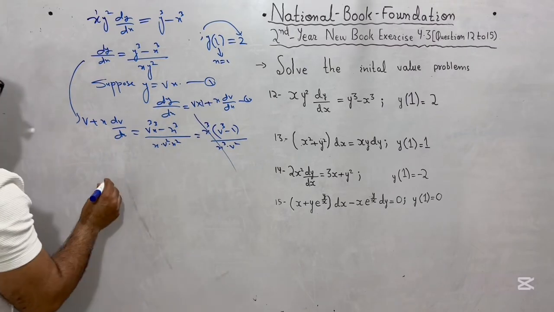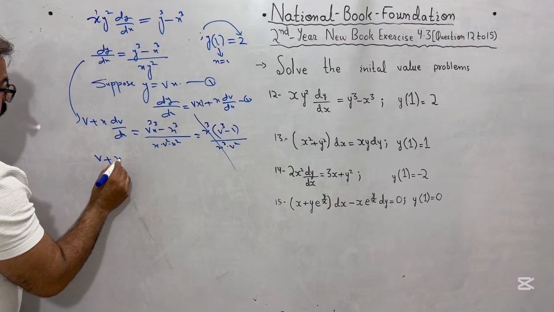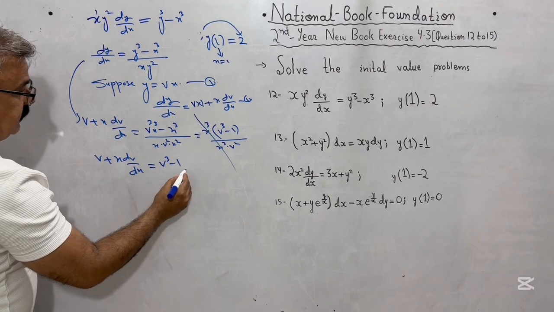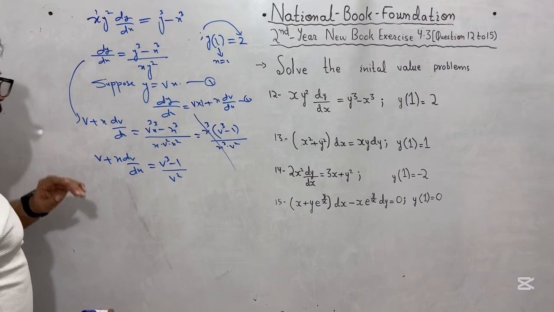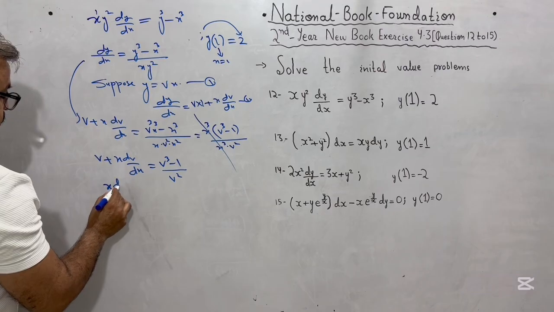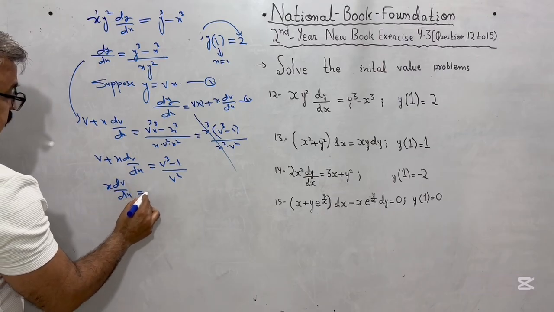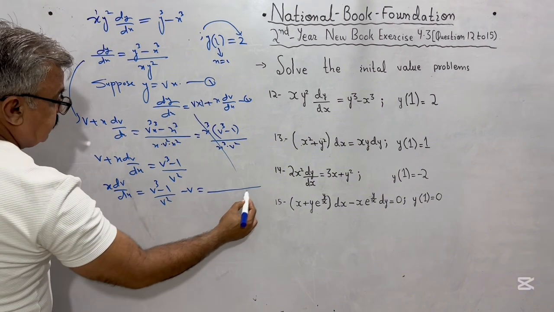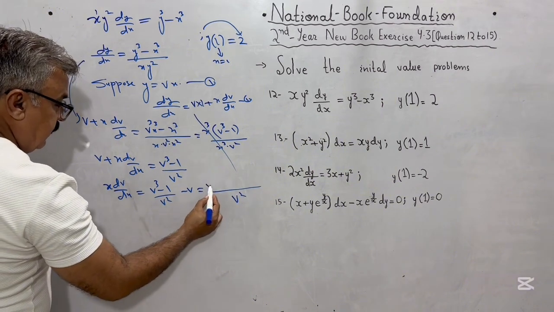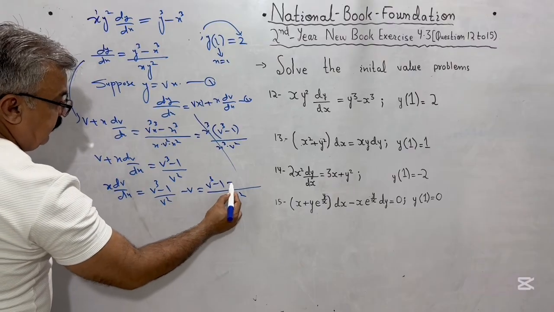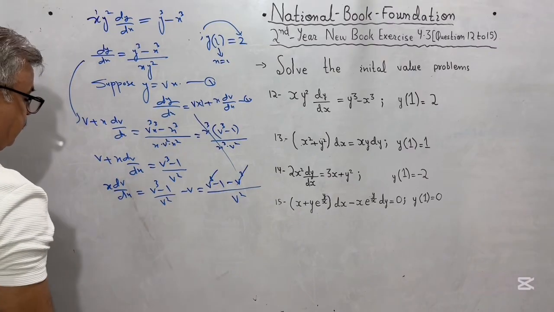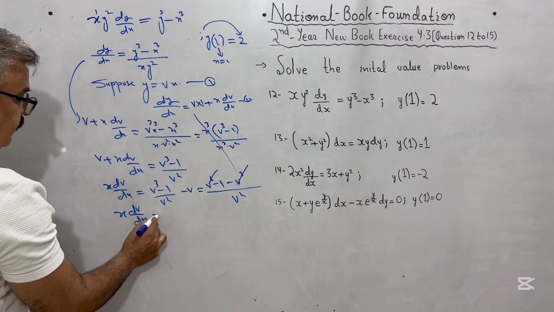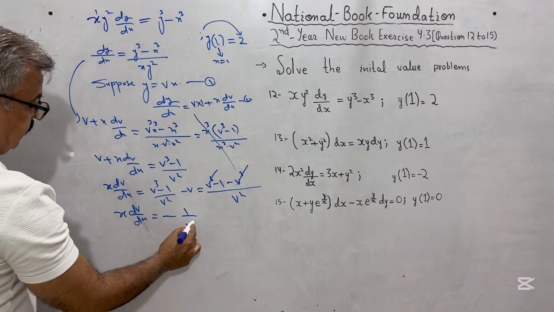The x cube cancels out. We are left with V plus x times dv over dx is equal to V cube minus 1 over V square. Shift V to the right hand side. x dv over dx is equal to V cube minus 1 over V square minus V. Taking LCM, V square is the LCM. It will become V cube minus 1 minus V square into V, which is V cube. Cancel it out. We are left with x times dv over dx equal to minus 1 over V square.